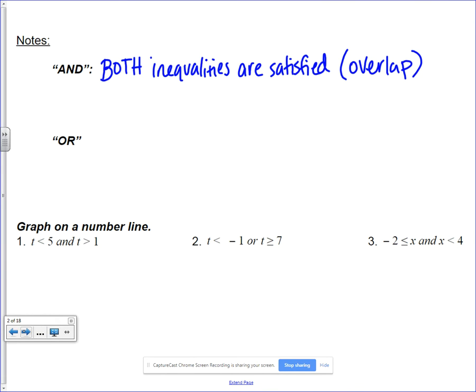Say it again. Yeah, that's perfect. He's looking down at or. If I say I'm a female or a math teacher, that means I could be one or the other, right? Would it matter which one I was, one or the other? Not at all, okay? So the or means that either inequality is satisfied.